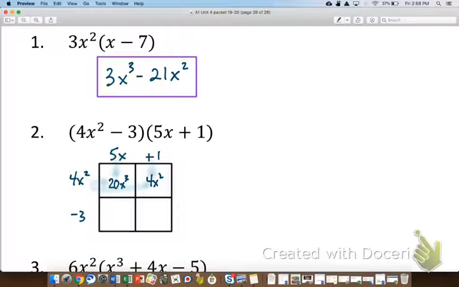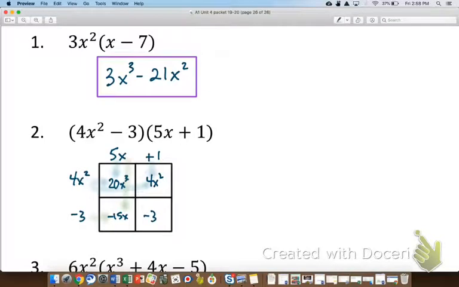Lower left. That's right. I think I heard Sebastian say negative 15x. I agree with that. And then how about that last lower right box? What's that one going to be? Negative 3.